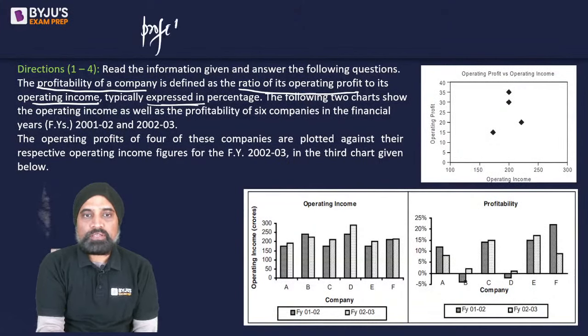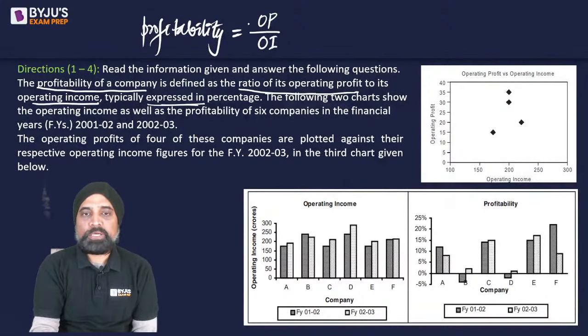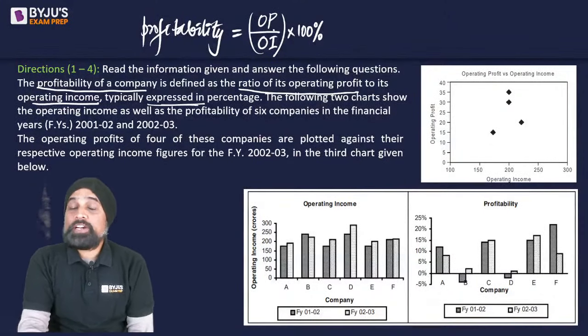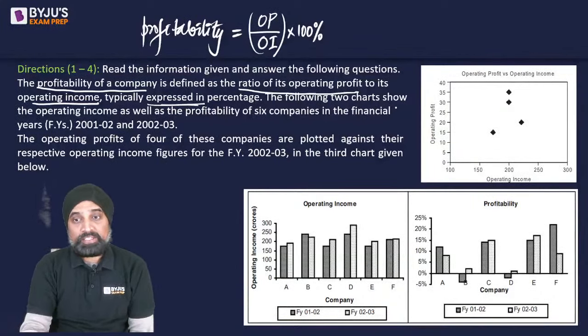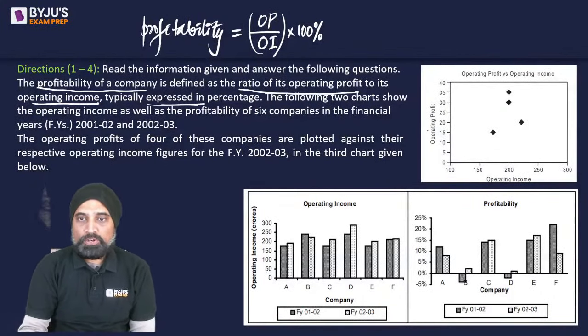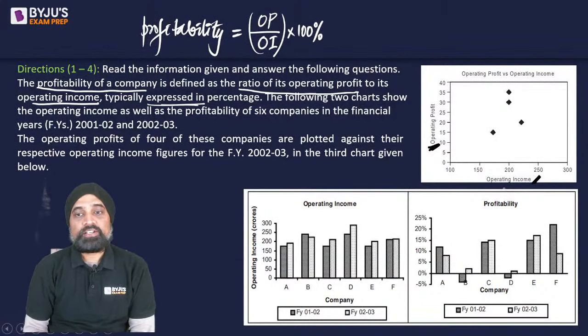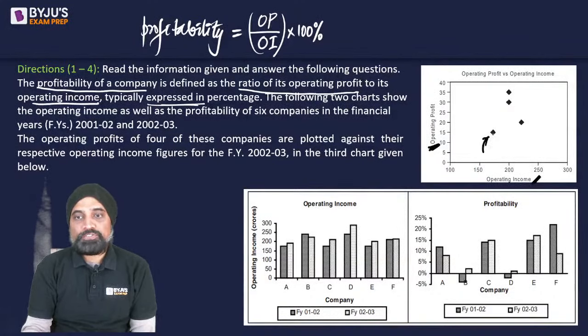So profitability of a company is defined as its operating profit, OP stands for operating profit, to its operating income, and typically defined as percentage. That means you need to multiply it by 100 to get the percentage. Now we need to find out where operating profit and operating income are in the graph. If you look in the first graph, this is where operating profit is and this is where operating income is, right? So if I want to find the profitability of this particular dot, the operating profit is 15 and operating income is somewhere between 150 and 200.